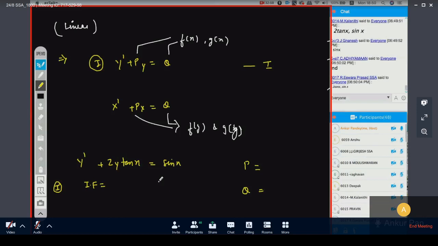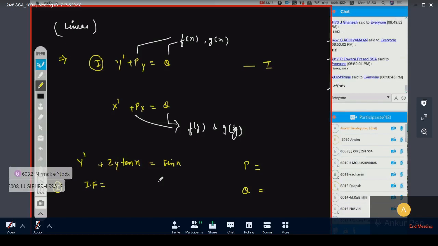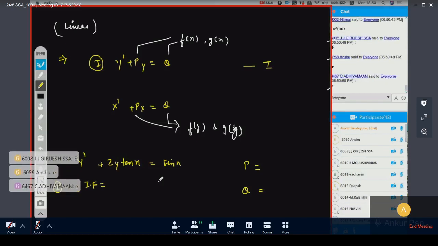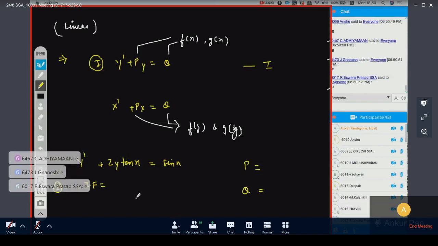Integrating factor, beta, is a function calculated by integration of P, but not on the ground, somewhere else. What is that place of somewhere else? E to the power. Yes, shabash. Clear?